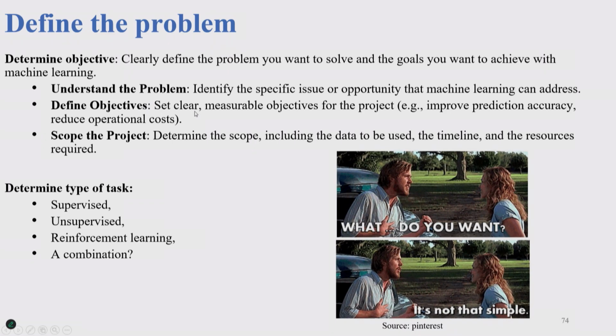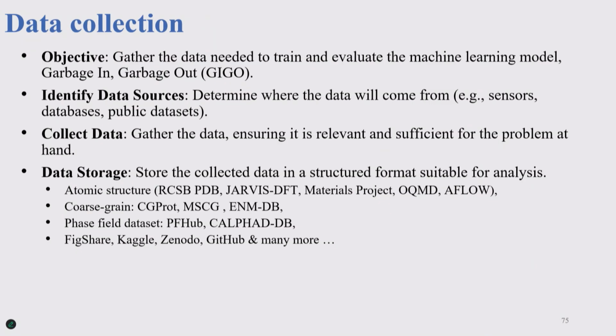What is the clear objective you want to solve? And the scope. Sometimes we cannot solve all the problems of the world, so narrow down your scope sometimes. This helps. So again, once you have this, sometimes you need supervised or unsupervised or reinforcement learning, and sometimes a combination of these. Okay. So define the problem, collect the data.